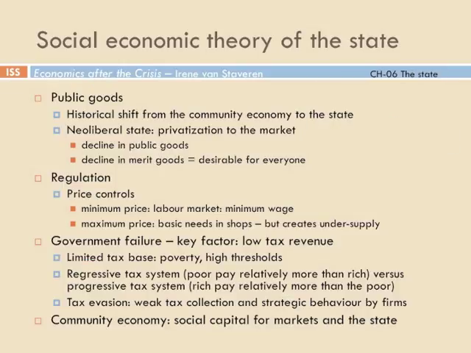Social economics of the state is more than only concerned with equity and income inequality. It's also concerned with the provision of public goods, regulation, in particular price regulation, and it's concerned with the case when governments are not benign, when something goes wrong in the economic role of the government. For example, when the government doesn't manage to raise sufficient taxes. Finally, social economics looks beyond the state, at the community economy to balance both the market and the state.